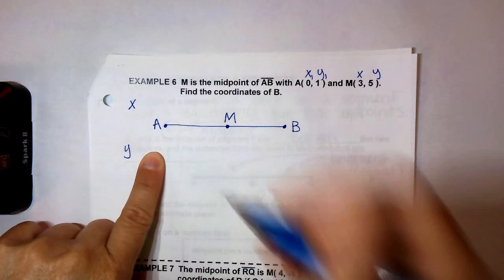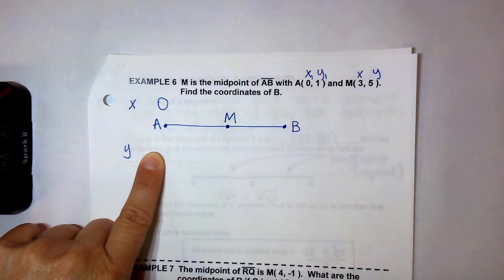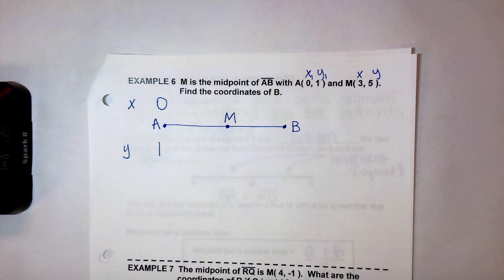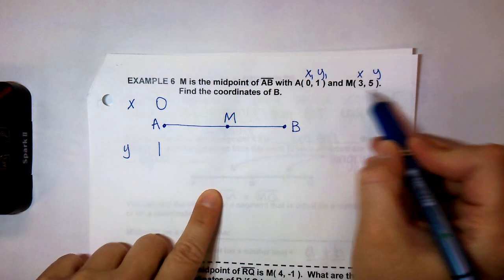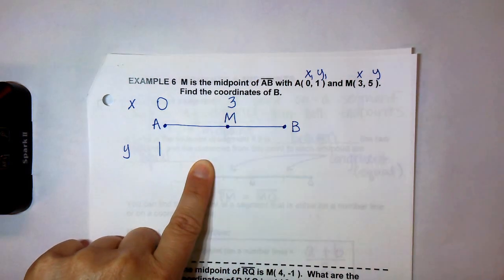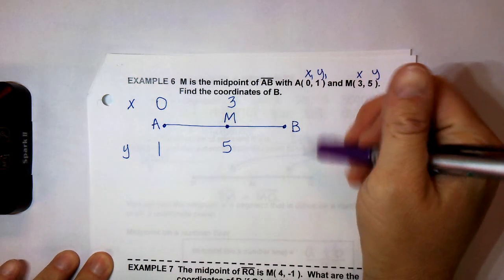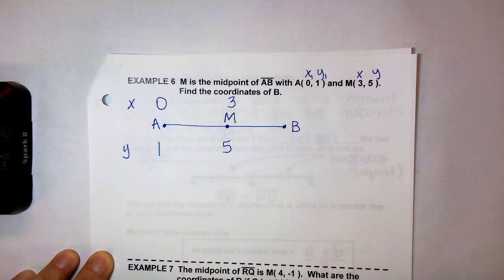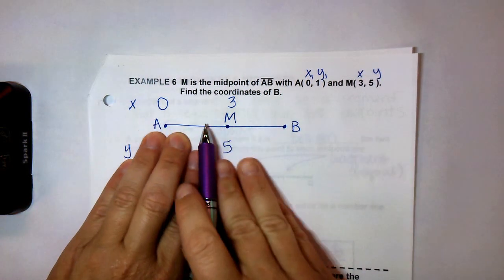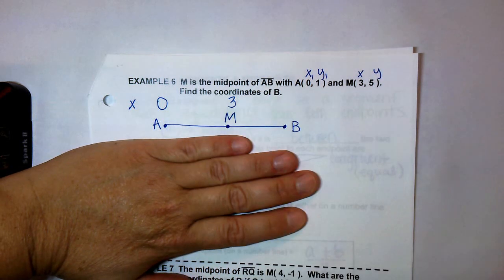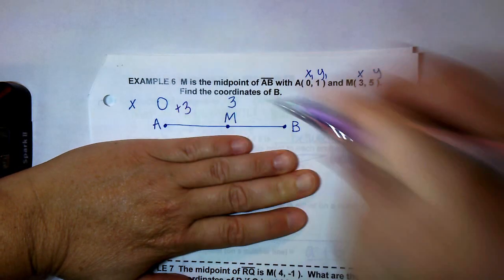So A, the X value is 0 and the Y value is 1. Okay, and I should have color coded, but that's okay. Then they tell me M, the X value is 3 and the Y value is 5. So I just have to do what I did a while ago twice. I have to find B. That's what they want, find B. So let's do X's first. How do I get from a 0 to a 3? What did I do? Add 3.